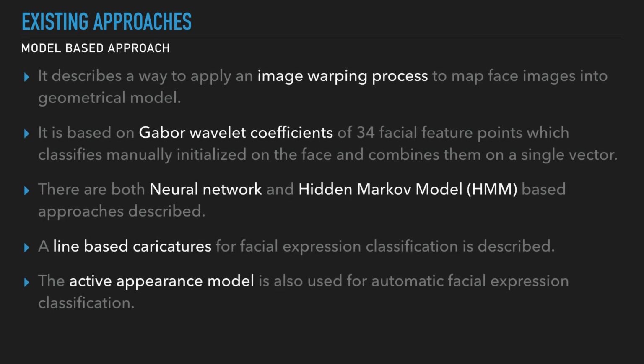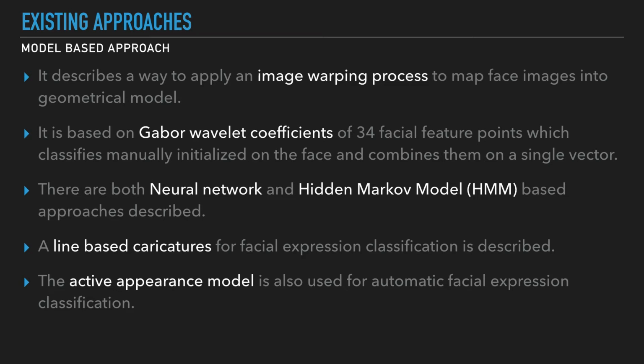The second existing approach is the model-based approach. The model-based approach describes a way to apply an image warping process to map face images to a geometrical model. It is based on the Gabor wavelet coefficient of 34 facial feature points, which are manually initialized on the face, and combines them into a single vector. There are both neural network and hidden Markov model-based approaches described. A line-based caricature for facial expression classification is also described in this approach.